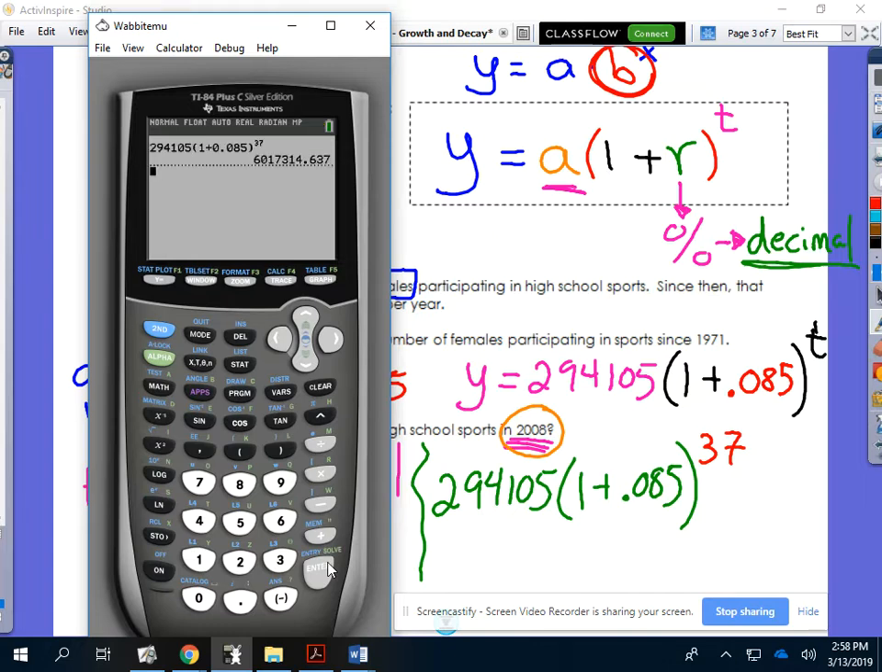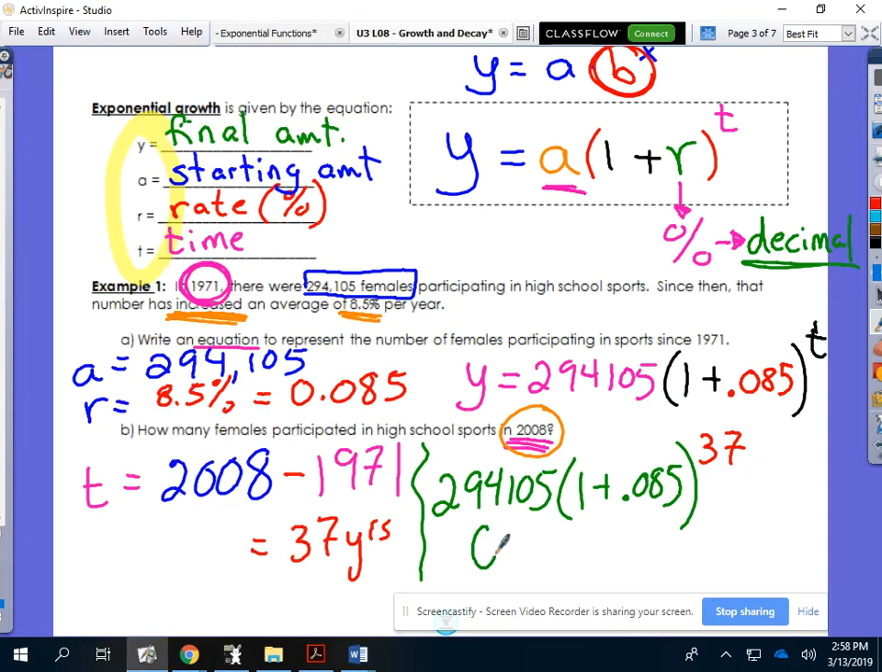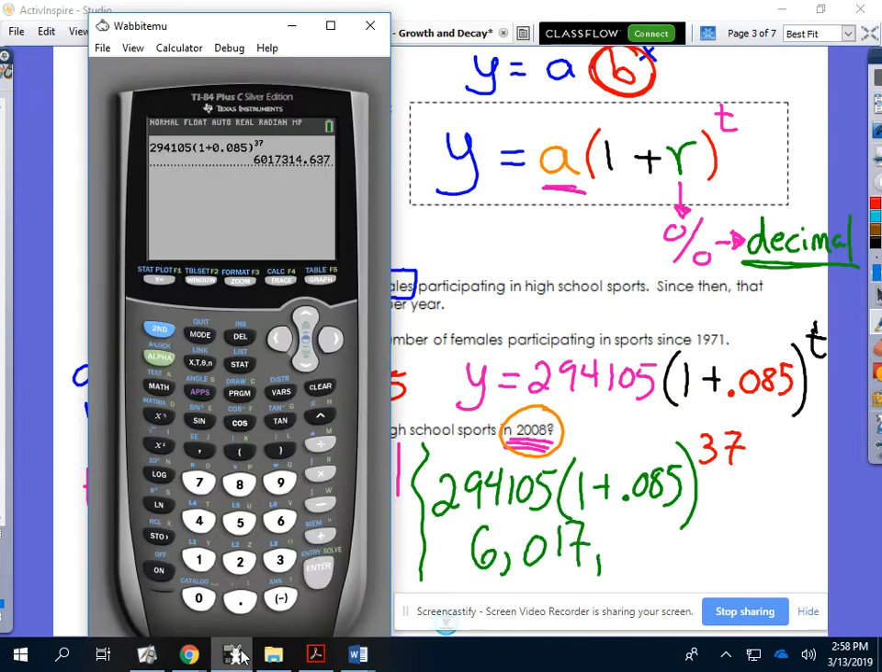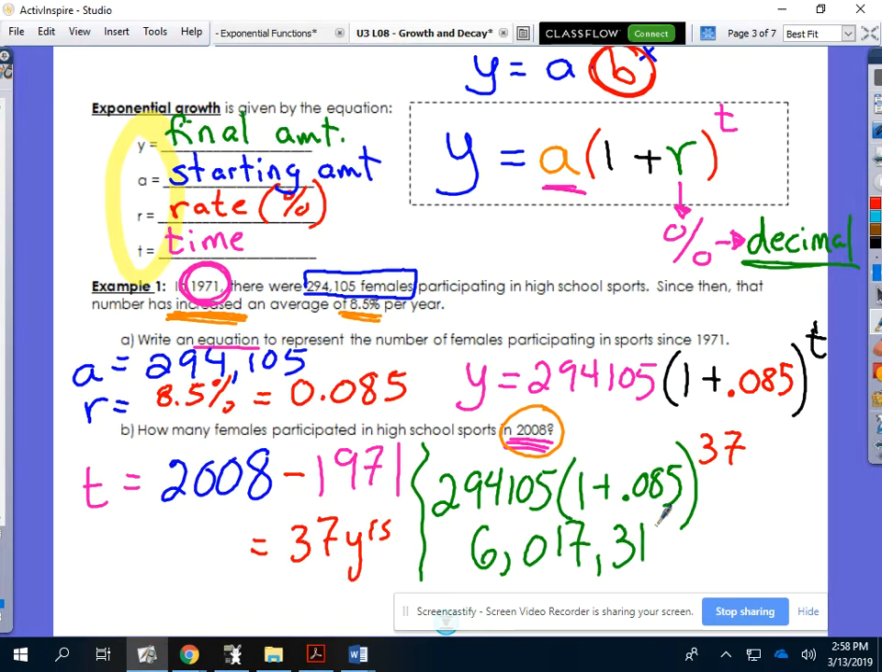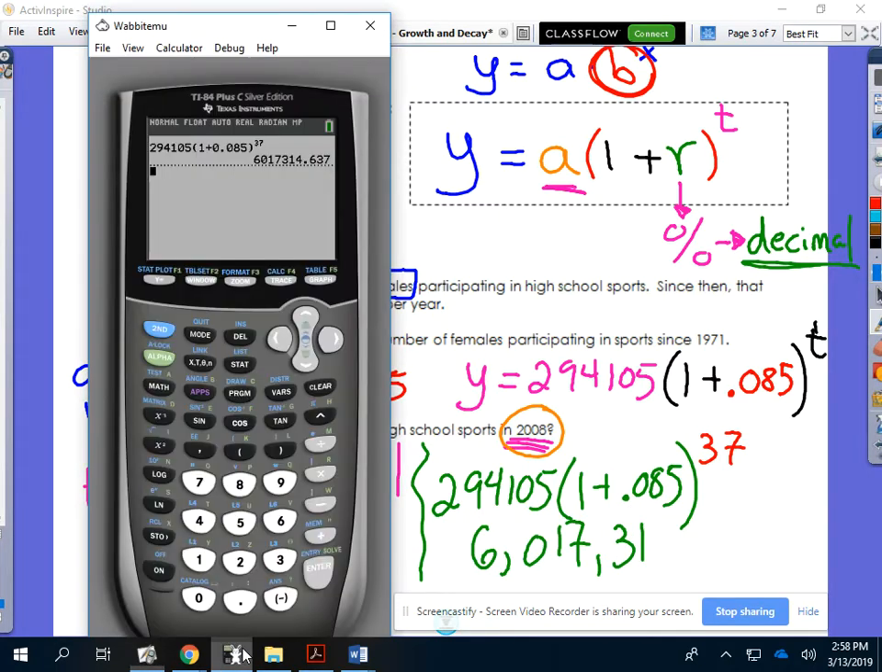After 37 years, we now have, looks like, 6,017,314. Now here's a good discussion point. 314.67. So we obviously cannot have 0.67 of a student.